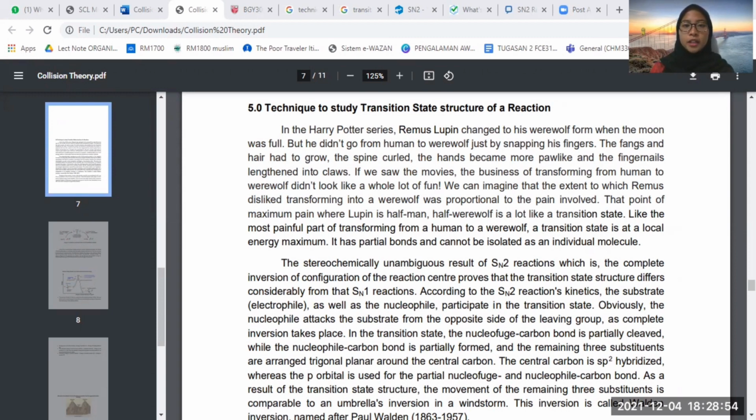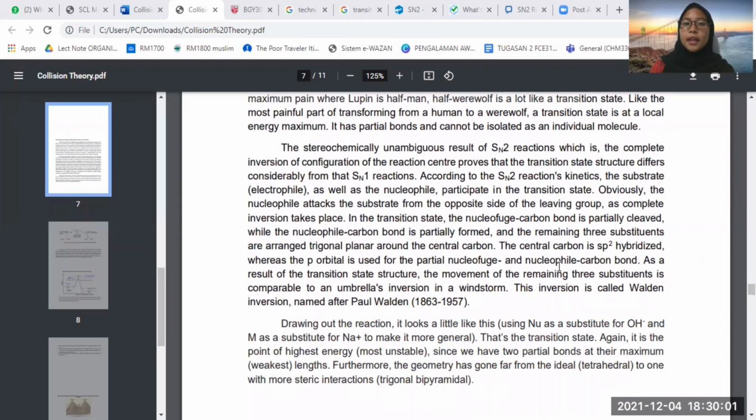Today I want to present question number 5, which is the technique to study transition state structure of a reaction. The stereochemically unambiguous result of SN2 reactions, which is the complete inversion of configuration of the reaction center, proves that the transition state structure differs considerably from the SN1 reactions.